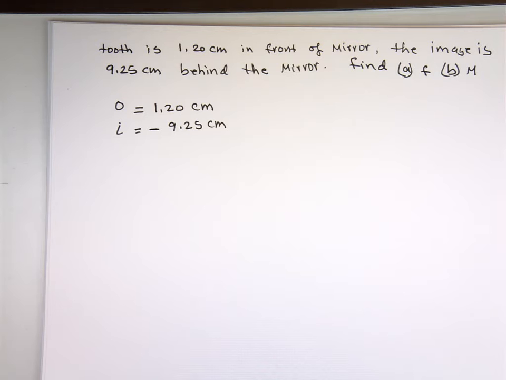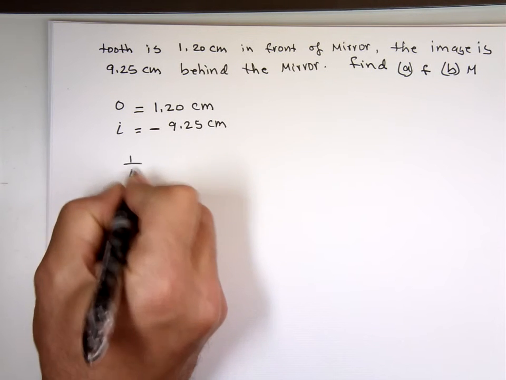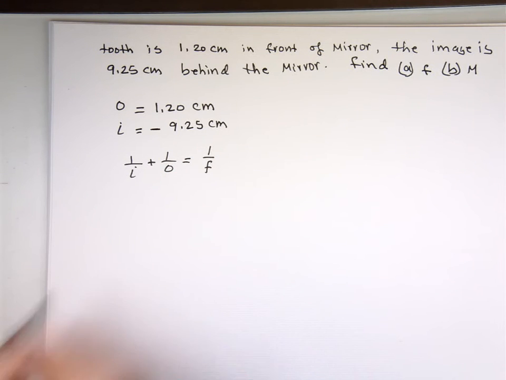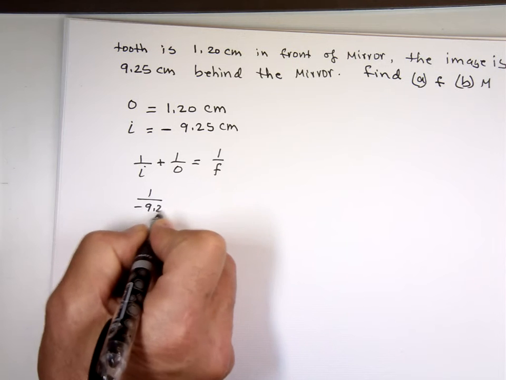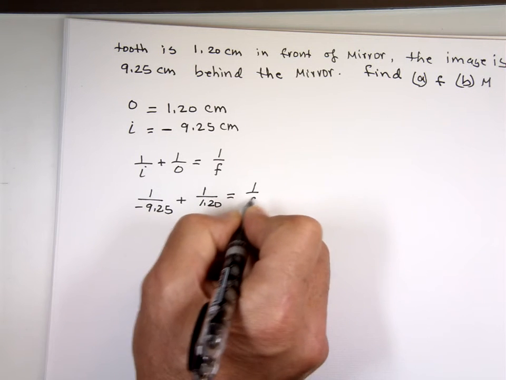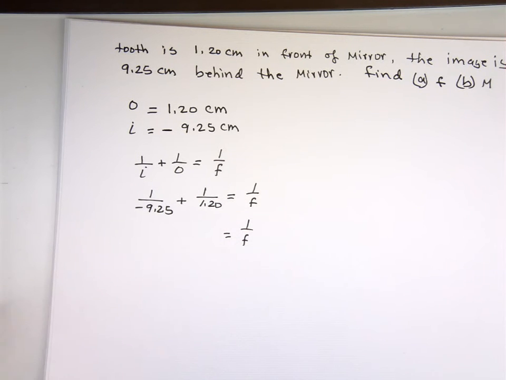So I can answer question number 2 now, B. I can answer number 1. I can answer them both. 1 over I plus 1 over O equals 1 over F. 1 over negative 9.25 plus 1 over 1.20 equals 1 over F. One divided by negative 9.25 plus 1 divided by 1.20.